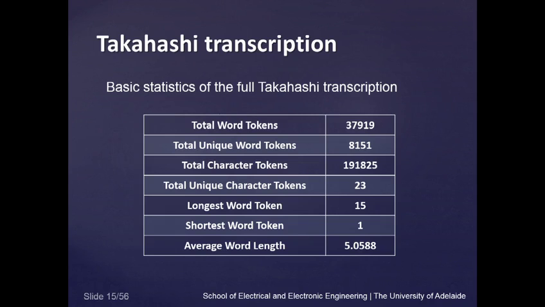This is the basic statistics of the Voynich: the total word tokens and the total unique word tokens. The total unique character tokens: in English there are 26 letters, and in the Voynich, in the Takahashi transcription, there are only 23 letters. The shortest word token is only 1, which means there are some single letter words in the Voynich.